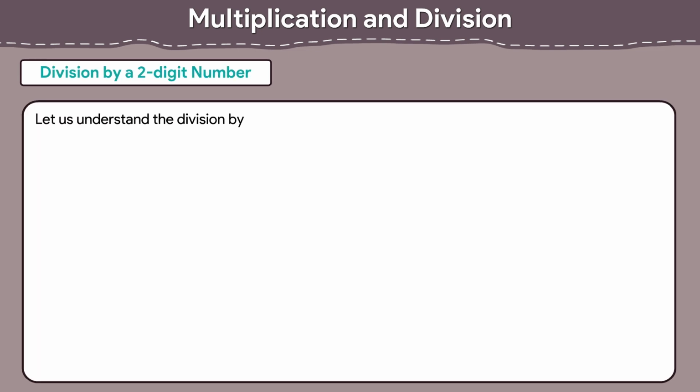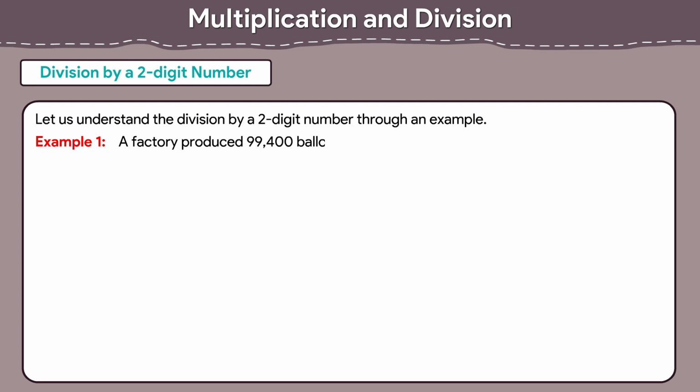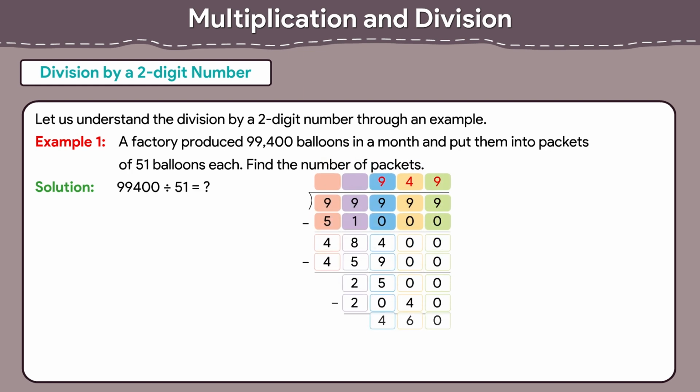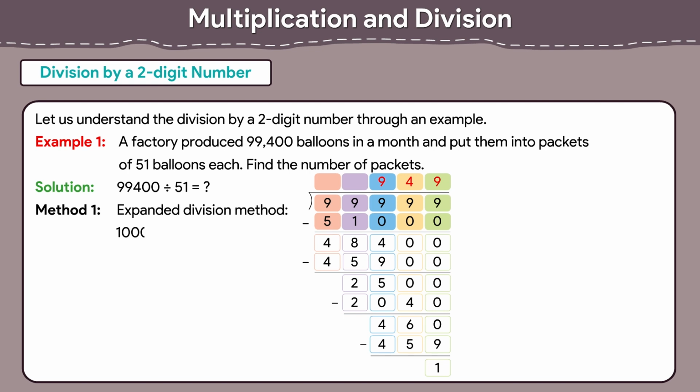Division by a two-digit number. Let us understand the division by a two-digit number through an example. Example 1. A factory produced 99,400 balloons in a month and put them into packets of 51 balloons each. Find the number of packets. Solution: 99,400 divided by 51 is equal to. Method 1. Expanded division method. 1000 plus 900 plus 40 plus 9 is equal to.